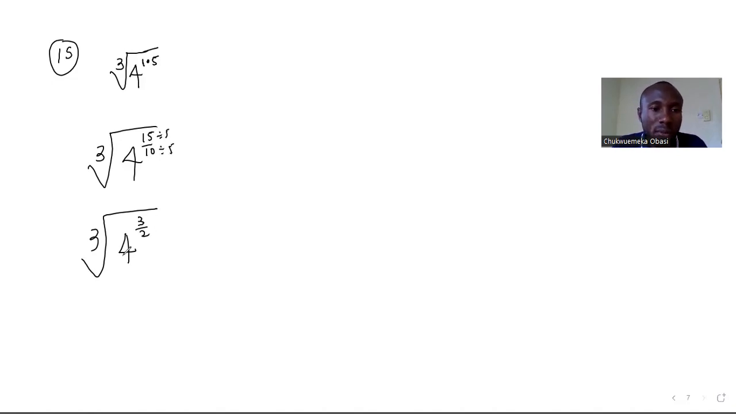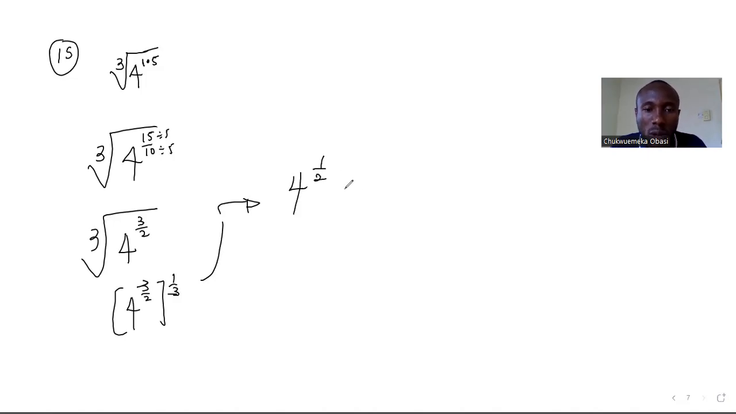Yes. And from here, you can transform this cube root as 4 to the 3 over 2, then all to the 1 over 3. Now, this cube root is actually 1 over 3 in index form. So you can see that this 3 can cancel out this 3. Finally, you're left with 4 to the 1 over 2, and that is the same as square root of 4, and that should give us 2 as the final answer. So let's go to the next question.